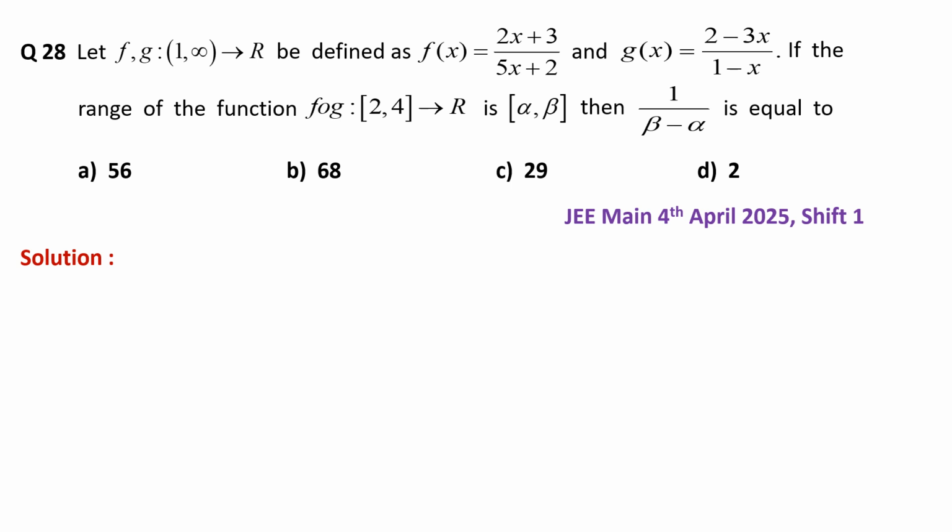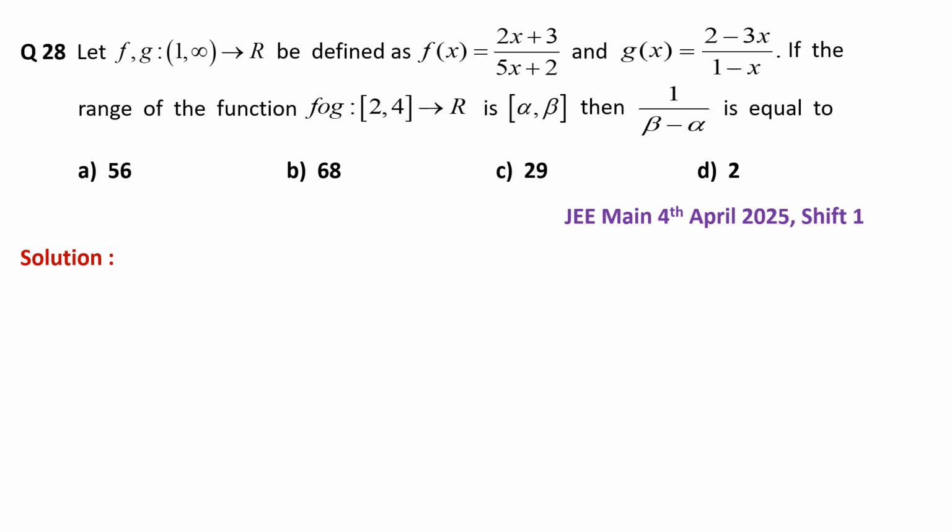It says, let f, g from the open interval (1, infinity) to R be defined as f(x) = (2x + 3)/(5x + 2) and g(x) = (2 - 3x)/(1 - x). If the range of the function f∘g from the closed interval [2, 4] to R is the closed interval [alpha, beta], then 1/(beta - alpha) is equal to.